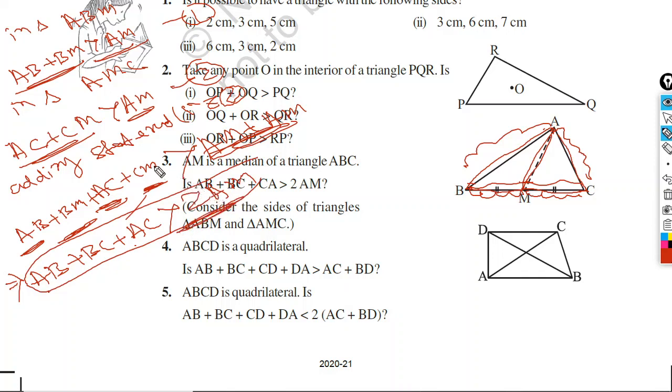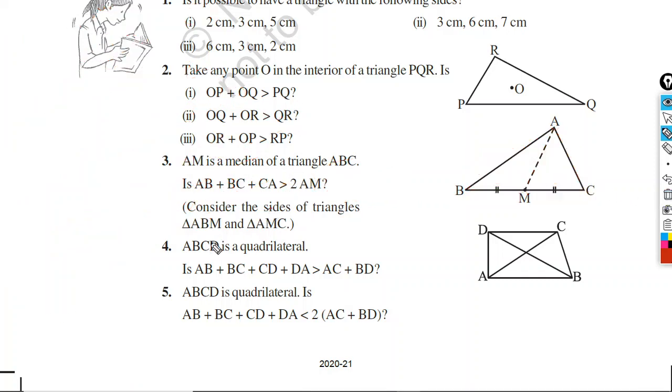That is what question number 3 is asking: is AB plus BC plus AC greater than 2AM? You can write yes, or you can prove it this way. Okay. Now we'll move to question number 4.